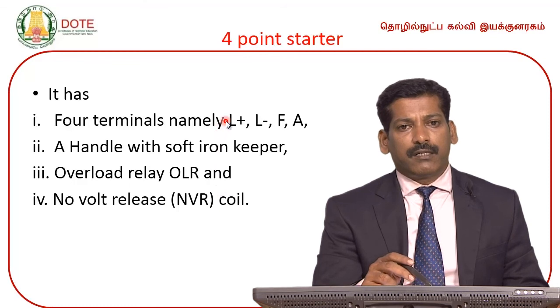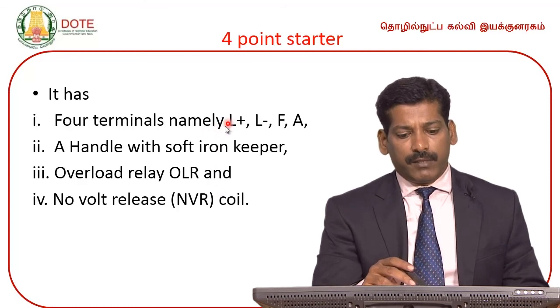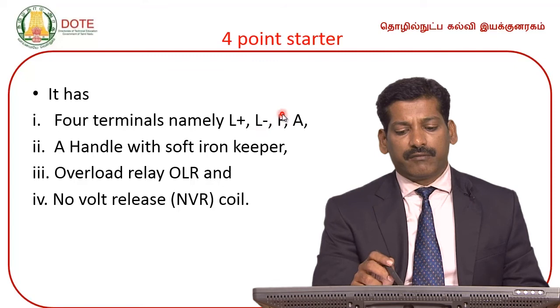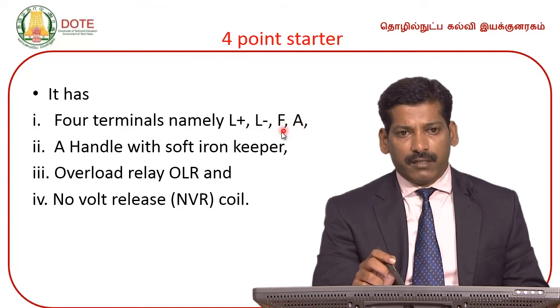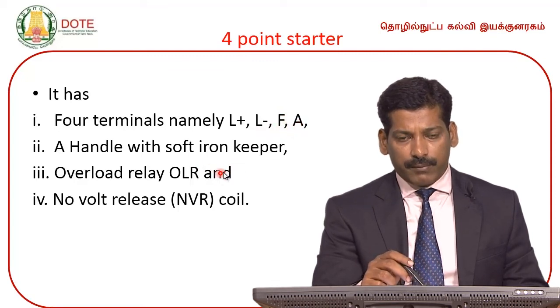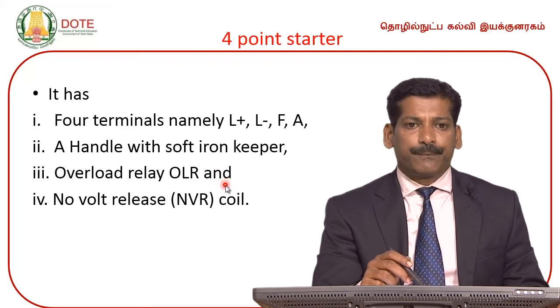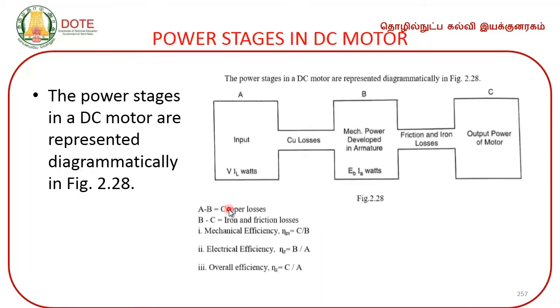4-point starter: it has 4 terminals, namely L plus, L minus, field F and armature A, and a handle with a soft iron keeper, overload relay and no volt release coil.